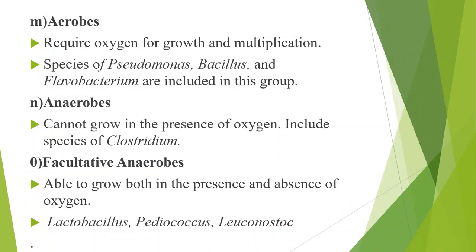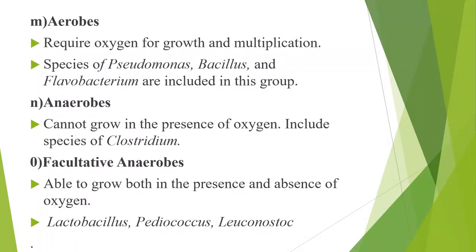As we all know, aerobes are the group of bacteria that require oxygen for their normal growth and multiplication. Examples are Pseudomonas, Bacillus, Flavobacterium, etc. And obviously, anaerobes are the ones that cannot survive in the presence of oxygen. An example is Clostridium species. Next is the facultative anaerobes. These are the group of bacteria that are able to grow both in presence and absence of oxygen. Examples: Lactobacillus, Pediococcus, Leuconostoc, etc.